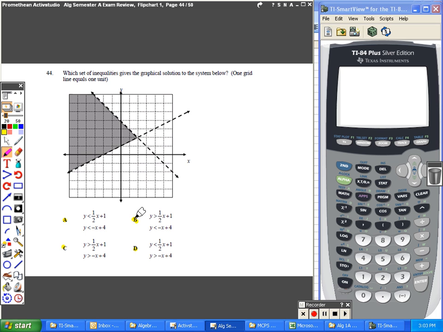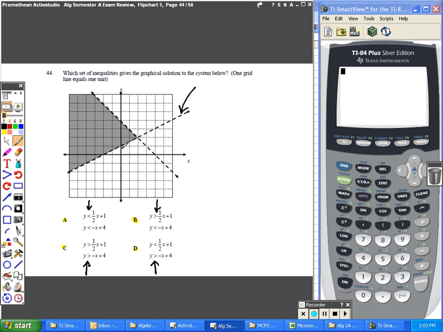First, if you look, they all say the same thing. The only thing that is different is their inequalities. So these change depending on which answer you choose. All we've got to figure out is, should we shade above or should we shade below? Let's start with this line.